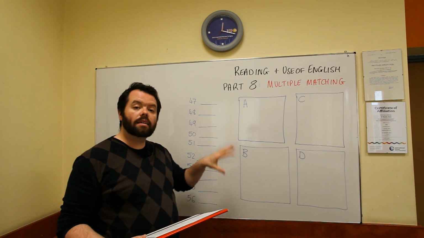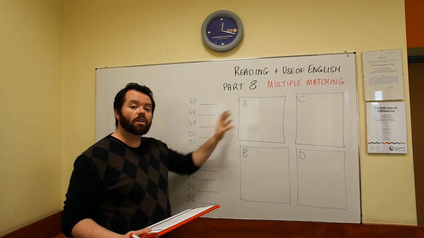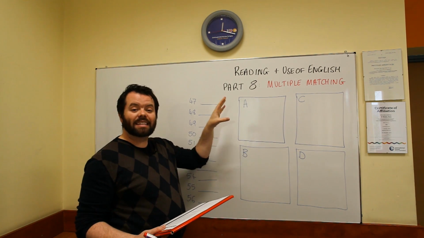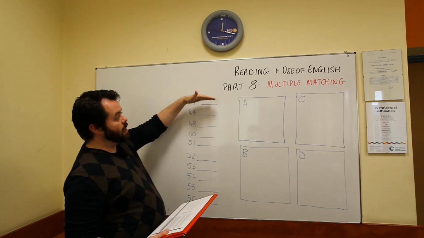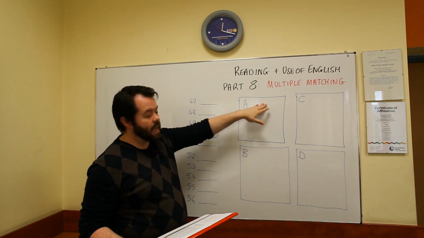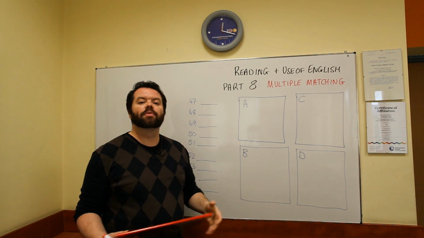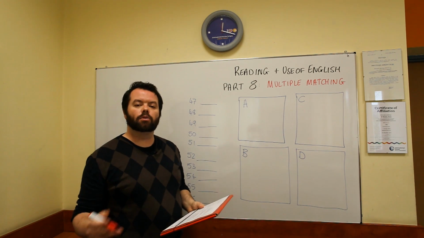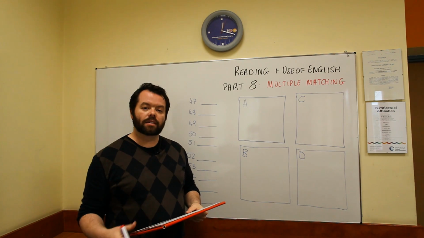Also, unlike the other parts of the reading test, the answers obviously aren't going to be in the same order as you would expect. So it's not going to be like 47 would be near the start of the text. It could be at the end of D even. You don't know. And that's completely different to the multiple choice reading task that you would have done before this.